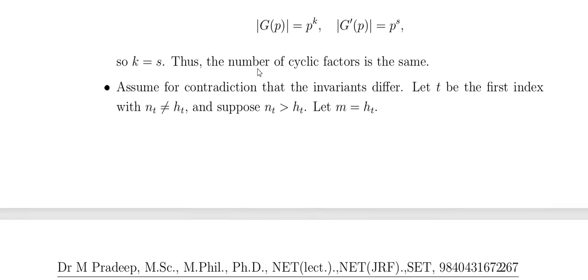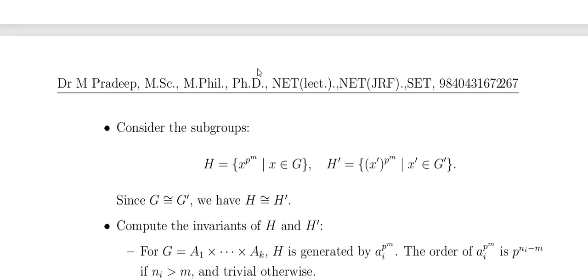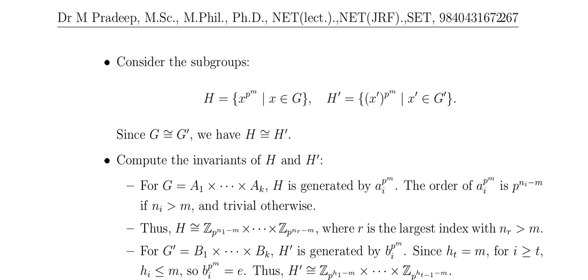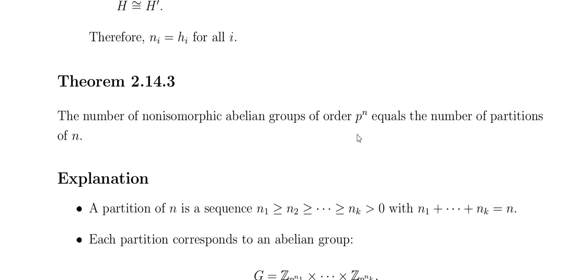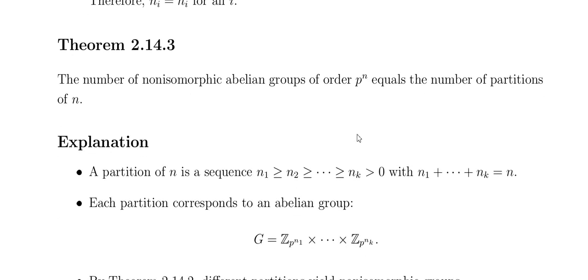So we can prove that groups with the same invariants are isomorphic. There are a number of non-isomorphic groups. This is very important, it can come up in CSIR NET. The number of non-isomorphic abelian groups of order p power n equals the number of partitions of n. Okay, so this is a very important result for any competitive examination.